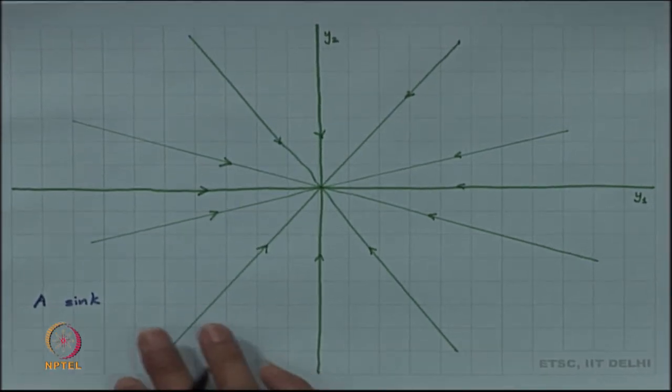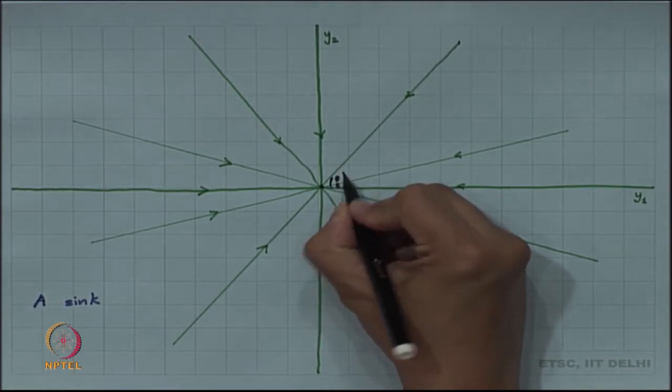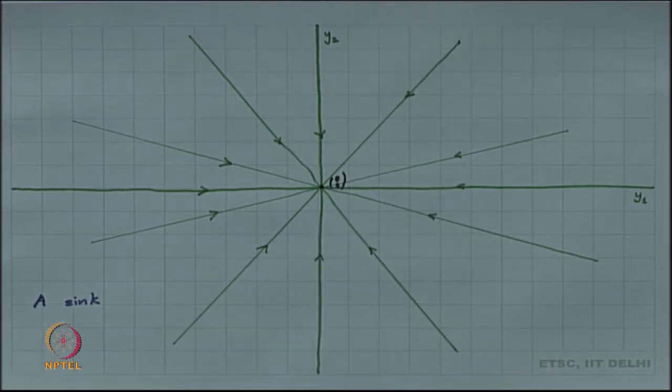So, again here the origin is a sink. The origin is a sink, but we have a difference here: every orbit is converging to the origin with a constant slope. Now, we can similarly discuss what happens if your lambda 1 is the same as lambda 2 and that is greater than 1.